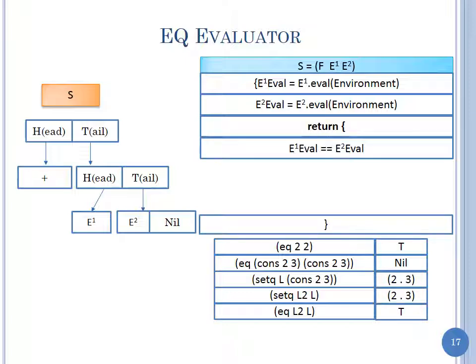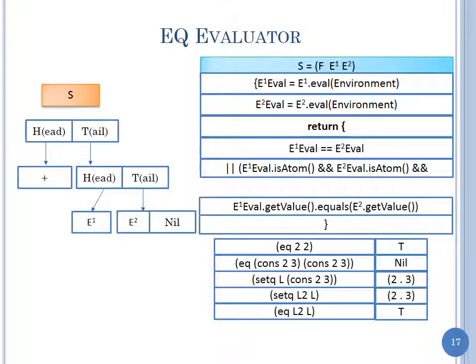So we will go and do the evaluation. If E1 eval equals E2 eval, we always return true. Now we want to consider the atom cases. In the atom cases, we may not return the same atom. So we can say, if they are both atoms, then I just call the get values and see whether they're the same.